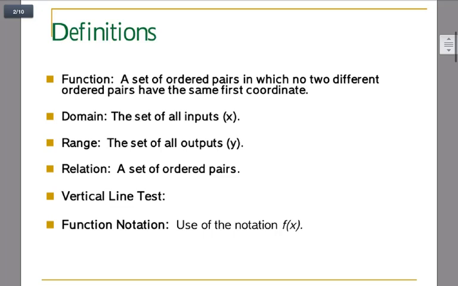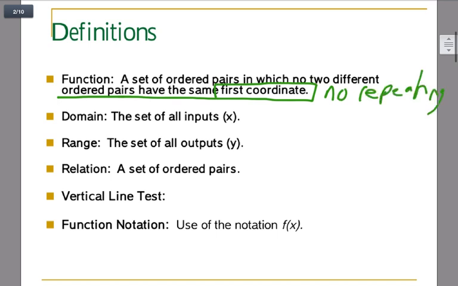So now we're going to take a look at functions. I've got a few definitions for you. First of all, what a function is. A function is a set of ordered pairs in which no two different ordered pairs have the same first coordinate. And bottom line, what that means is there's no repeating x values.